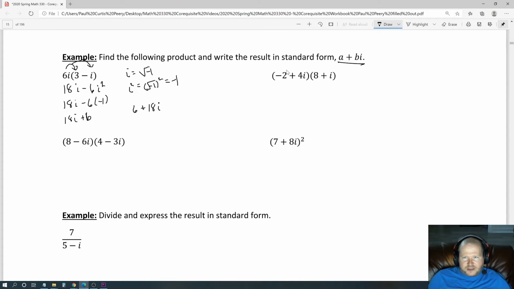This one's going to be a little bit different in that we have a binomial times a binomial. So we're going to say -2 times +8 is -16. -2 times +i is -2i. You're going to say 4i times 8 is going to be positive. 4 times 8 is 32, and we keep the i. And then we say 4i times i is going to be 4i squared.